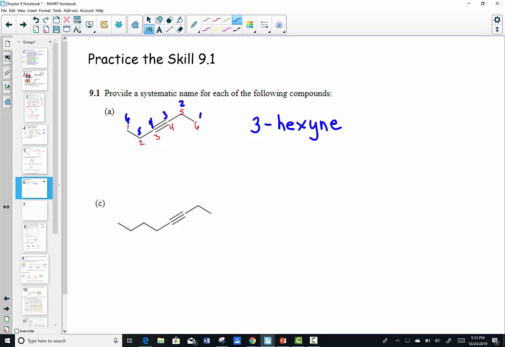How'd you do? Here in our next example, again, an unbranched chain, a very simplistic model, but I do want to emphasize that we number from right to left to be sure that we are giving the triple bond the lowest number possible. Between carbon 3 and 4, the parent chain is oct. There is a triple bond. We call that 3-octyne.